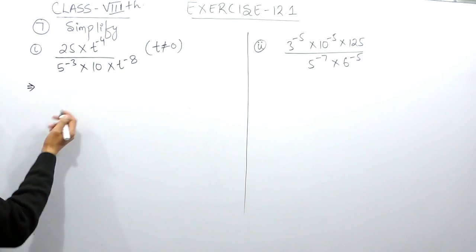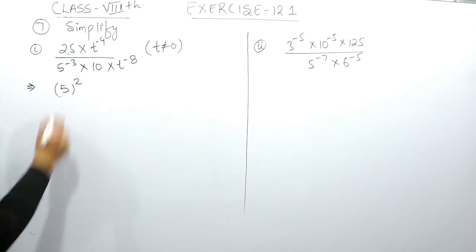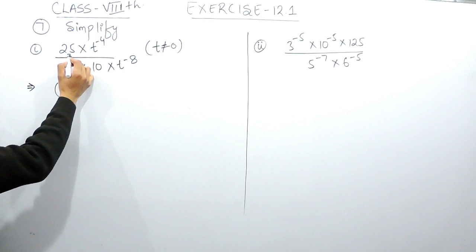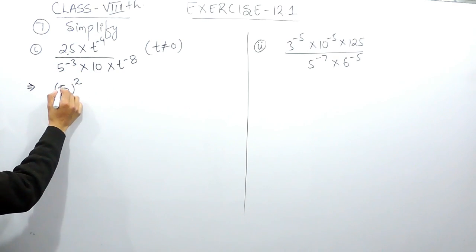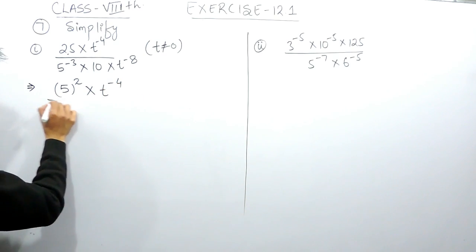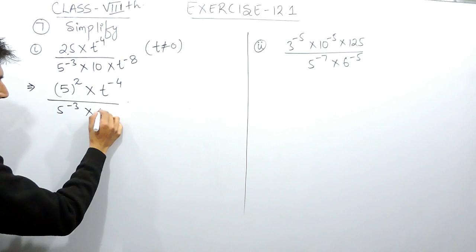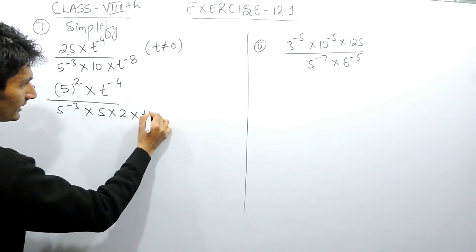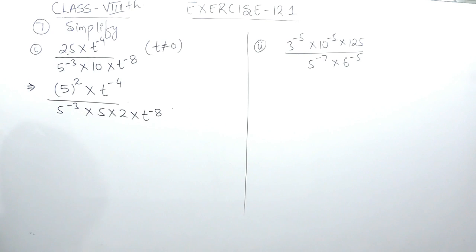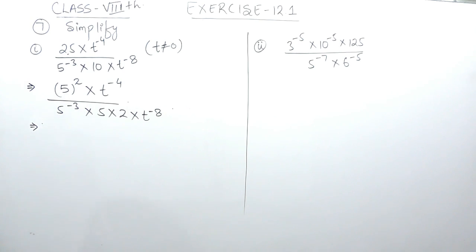Let's do this question. 25 can be written as 5 raised to power 2 because 5 multiplied by 5 is 25, and this is t raised to power minus 4, whole upon this is 5 raised to power 3 multiplied by this, which can be written as 5 multiplied by 2, multiplied by t raised to power minus 8.